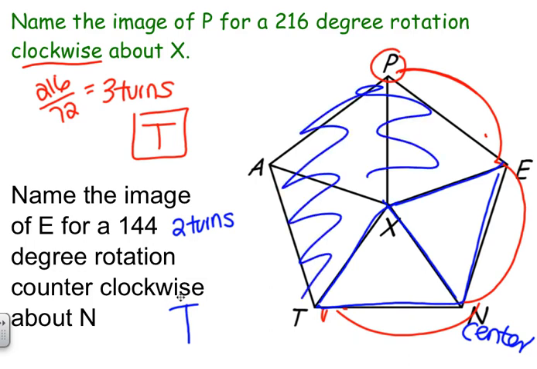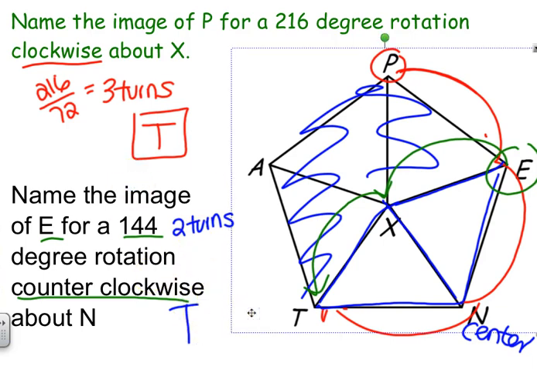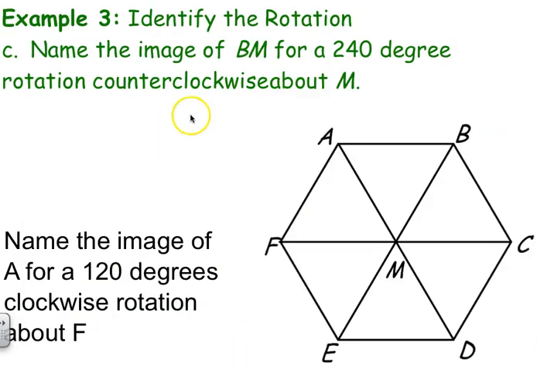Okay. So I am starting at E. And I'm going 2 turns counterclockwise. So I'm going to start at E, and I'm going to go 1, 2. Okay, and that would rotate it onto T over there. Okay. All right, one more.